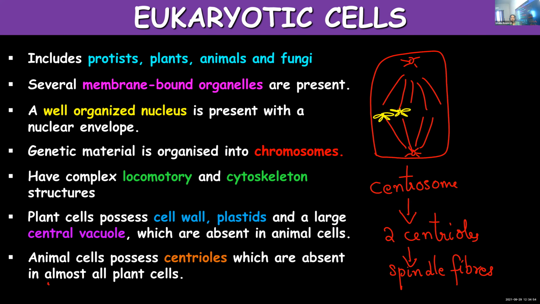Now you might be thinking, if these play an important role in cell division, how can plant cells carry out cell division without these centrioles? Even though plant cells do not have centrioles, they are capable of managing cell division. They can produce spindle fibers from structures other than centrioles. So in animal cells, centrioles are present and play an important role in cell division. And in plant cells, even though centrioles are absent, they can manage to produce spindle fibers from other structures.